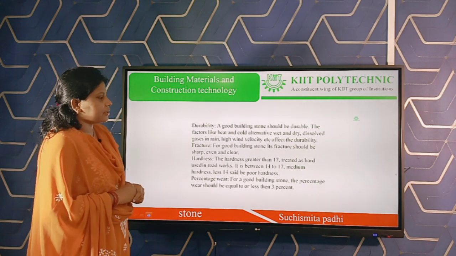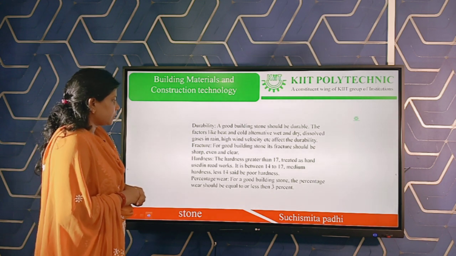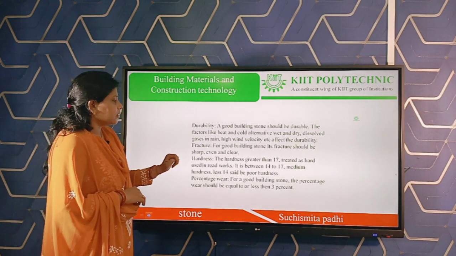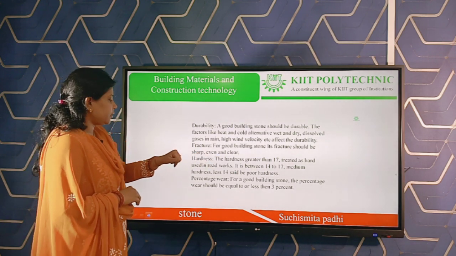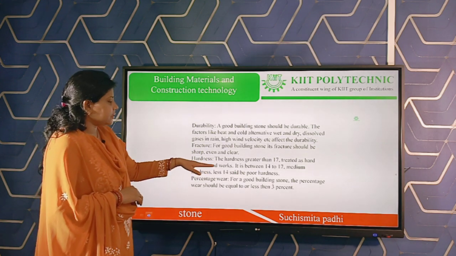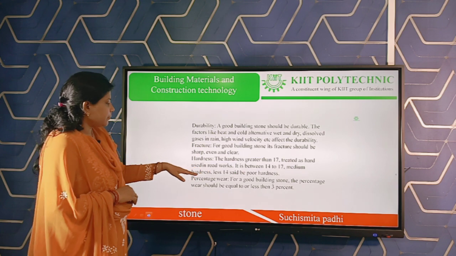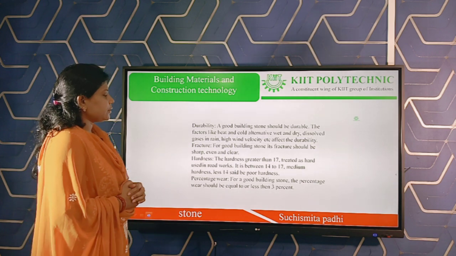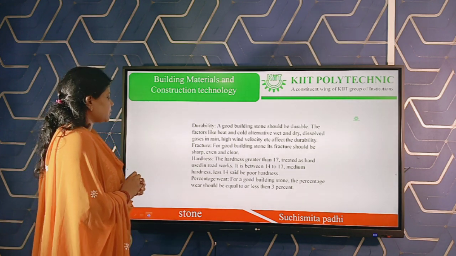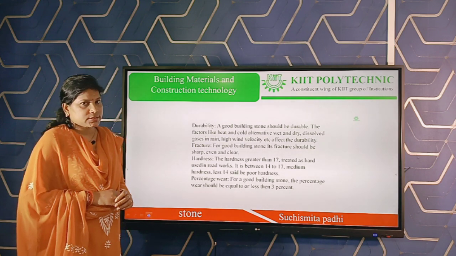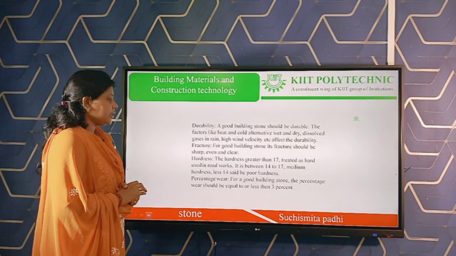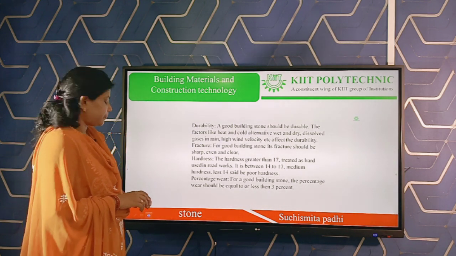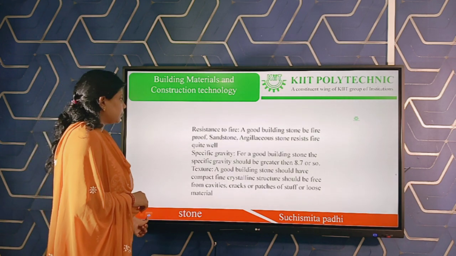Next is hardness. If the hardness is greater than 17, then this is treated as hard material, and it is used for road works. If it is between 14 to 17, that is medium hardness, and if it is less than 14, then it is poor hardness. According to the requirement, we can use the stone. Next is percentage of wear. For a good building stone, the percentage of wear should be equal to or less than 3%. More than 3% is not allowed.